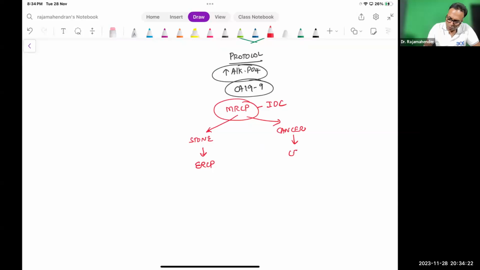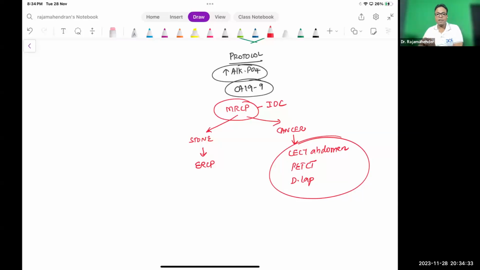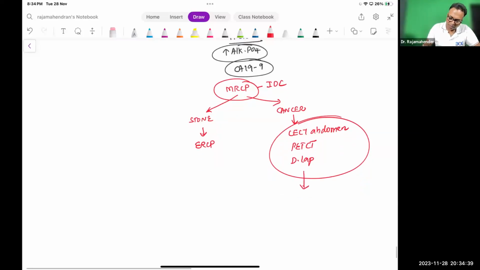When it is cancer, you should send the patient for CECT abdomen, PET-CT, and diagnostic laparoscopy. These are the package for cancer cases. CECT abdomen, PET-CT, and D-lap will all be done when the patient is going to be planned for surgery, and the planned surgery is Whipple's.